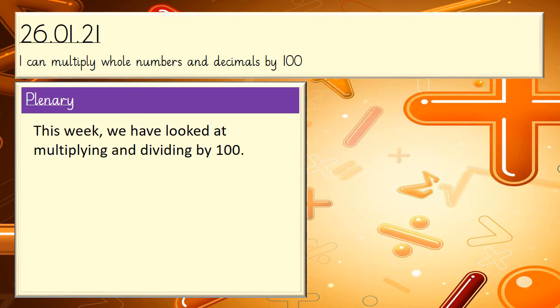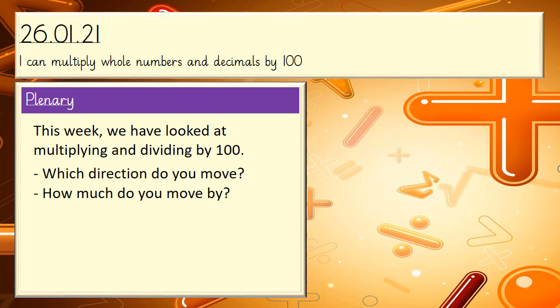Okay, so this week we've looked at multiplying and dividing by 100. Which direction do you move when you're multiplying and when you're dividing? If you're multiplying, remember it needs to go to the left. And if you're dividing, the digits need to go to the right. How many spaces do the digits move when you're dividing or multiplying by 100? Well, because there are 2 zeros, that means you have to move them 2 spaces.